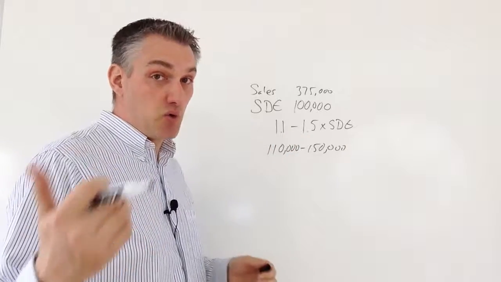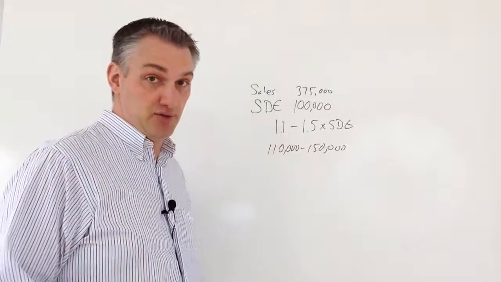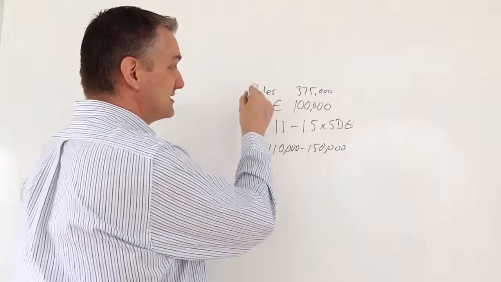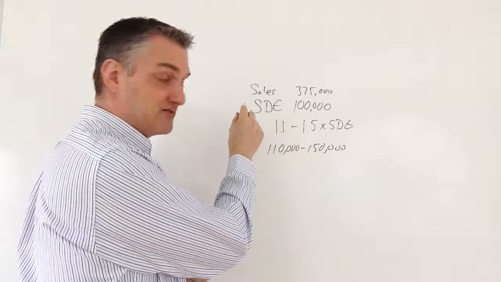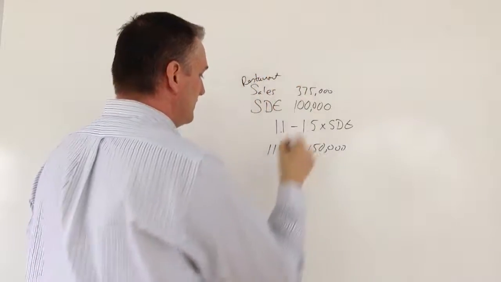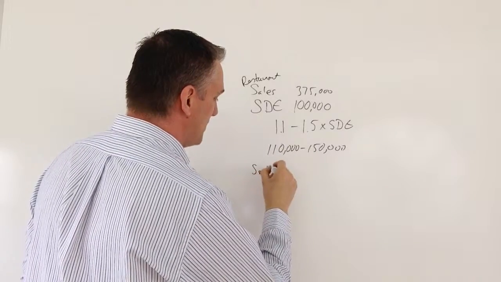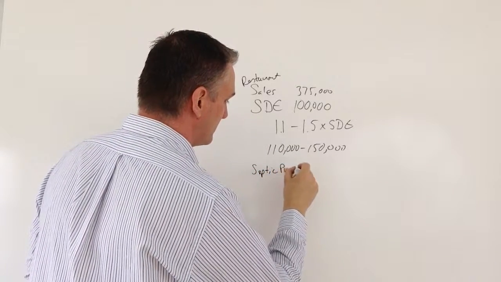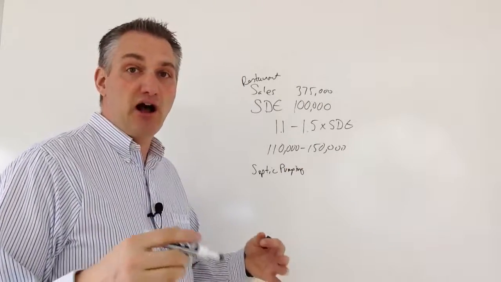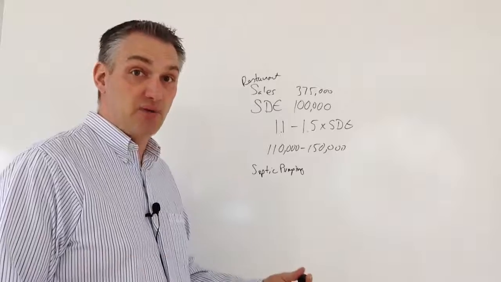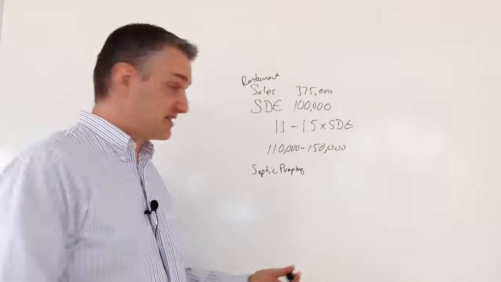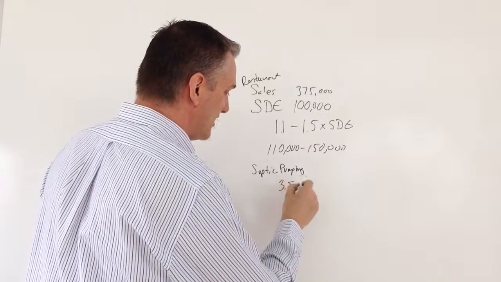It doesn't quite address the question though about standard multipliers. Let's take a look again at another similar business. Same sales, same cash flow, but instead of a restaurant, let's assume now we're talking about a septic pumping business. Okay? I might go into that same database and look at other past transactions for septic pumping businesses, and the data might tell me that those businesses sell for 3.5 times SDE.